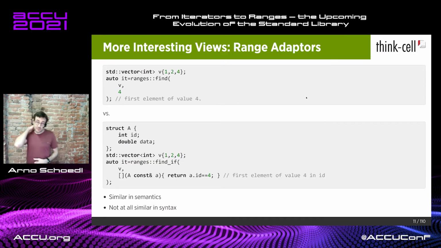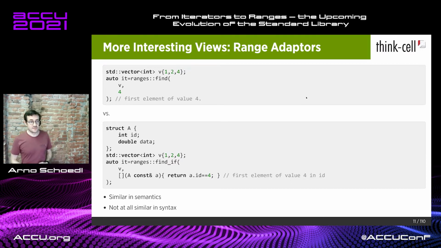Now, the subrange that I showed you is a pretty boring view, right? So there are more interesting ones, and I will show you the two most common or most practical views that we have. First of all, if you want to find something in, say, a vector of ints, then typically you would write ranges::find(v, 4), and v is the vector. So you're finding 4s in the vector.